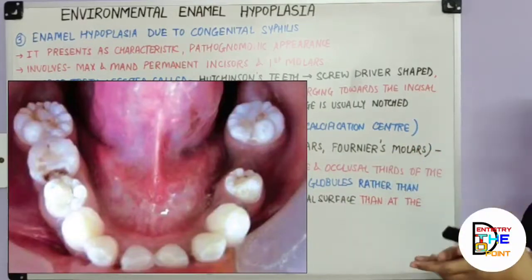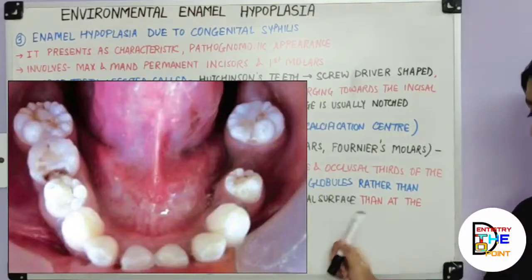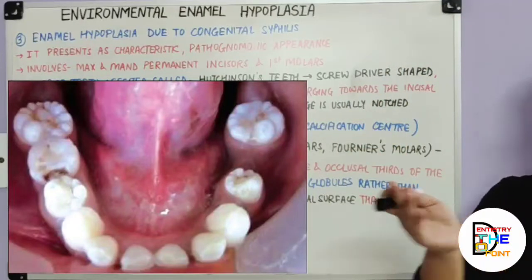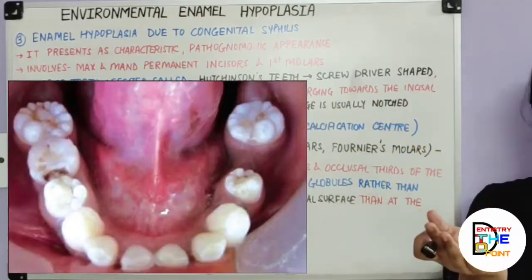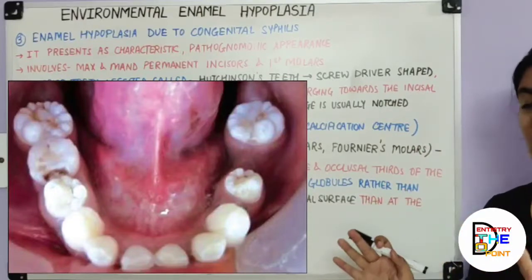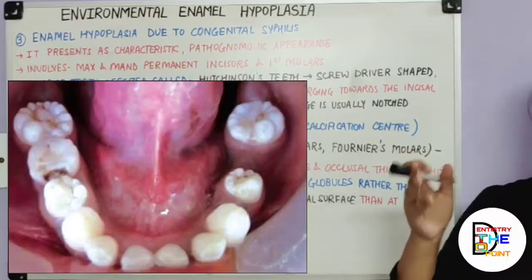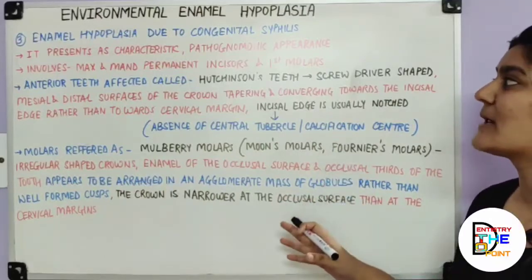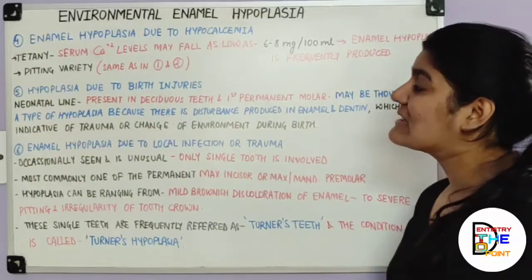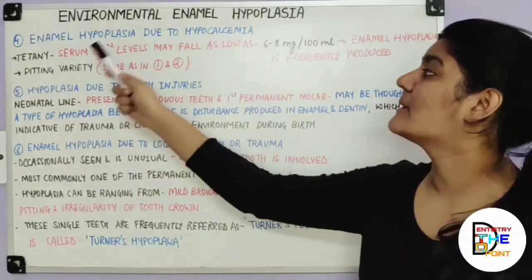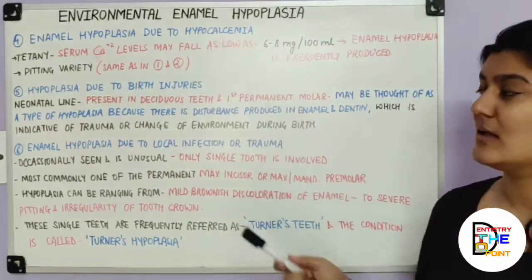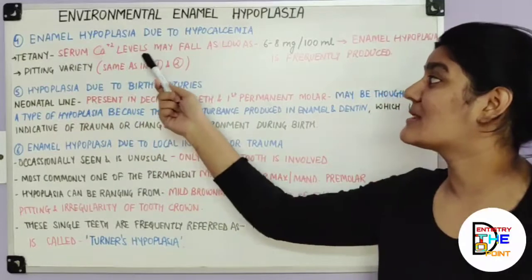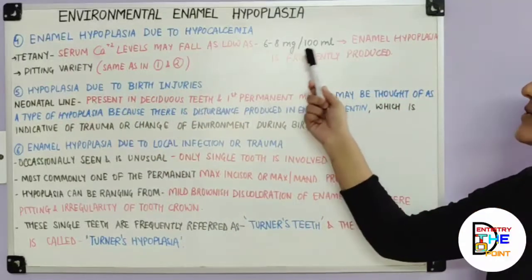Small masses are combined, and the crown is narrower at the occlusal surface than at the cervical margin. Normally molars show a cervical convergence, but here the crown is narrower at the occlusal surface than at the cervical margin. So these are the characteristic appearances of enamel hypoplasia due to congenital syphilis. Moving on to the next etiological factor, enamel hypoplasia due to hypocalcemia. An example of hypocalcemia is tetany, a condition where the serum calcium levels may fall as low as 6 to 8 mg per 100 ml.